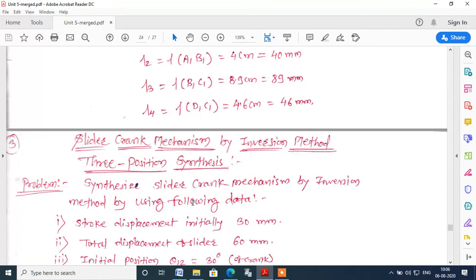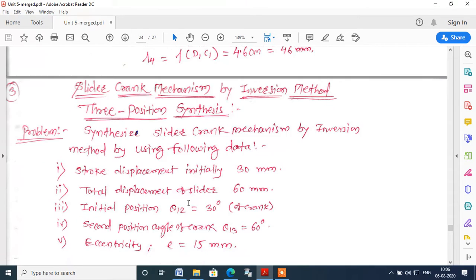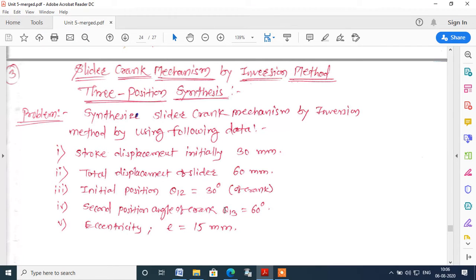Now next is the slider crank mechanism. We have to synthesize it by the inversion method. Again we will see 3 position synthesis. Okay, so let's start. Now this is the problem statement given.